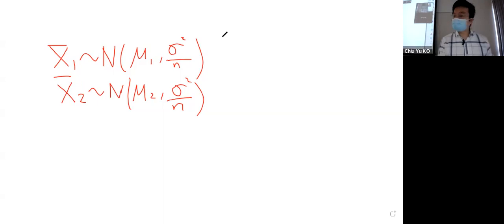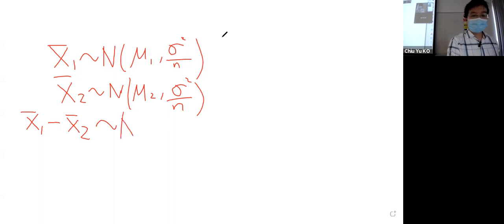But first note that because of independence, an important assumption, the covariance is 0. So the difference will have mean mu1 minus mu2. And because they're independent, you just add the variances up.